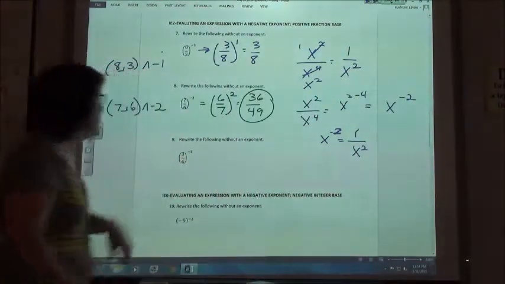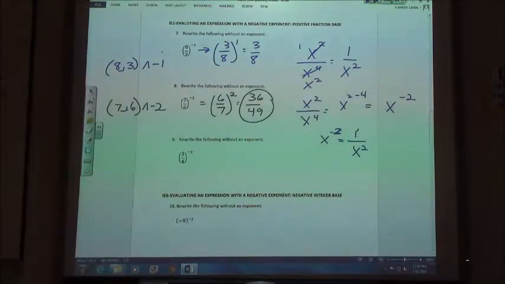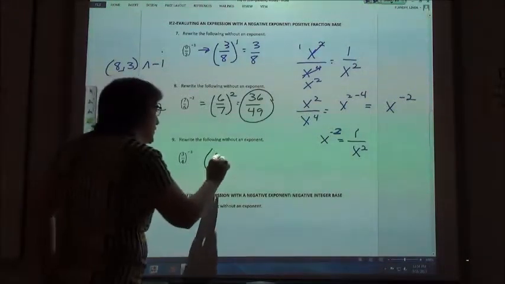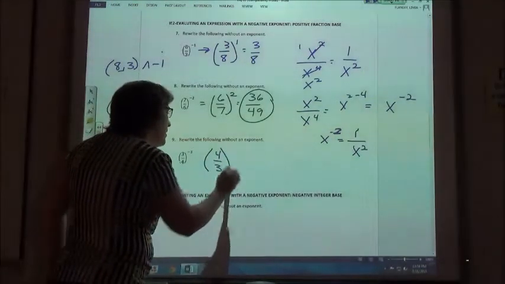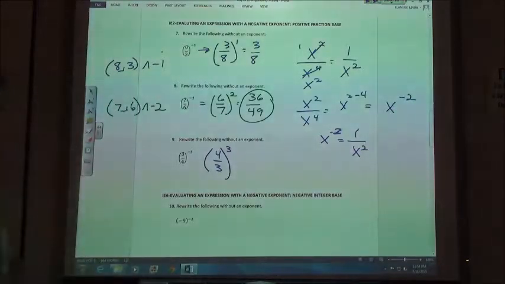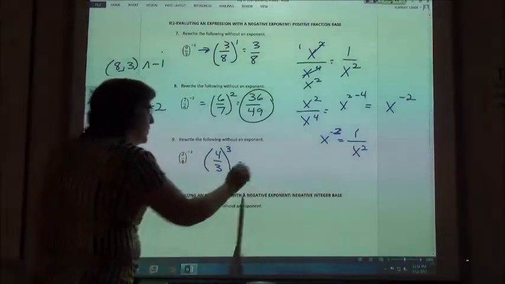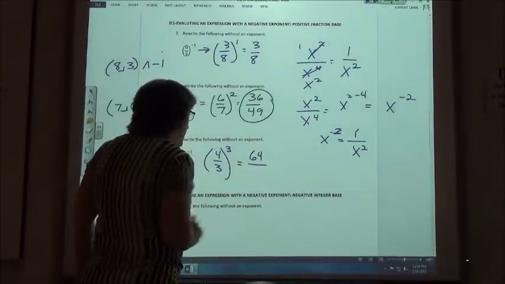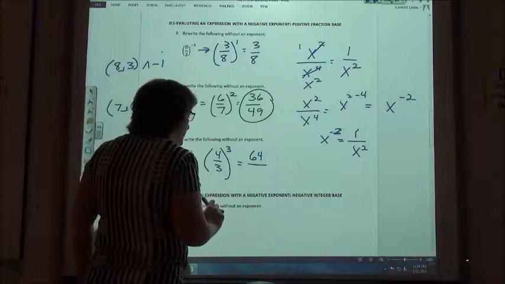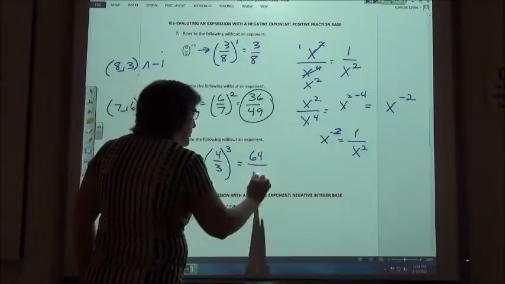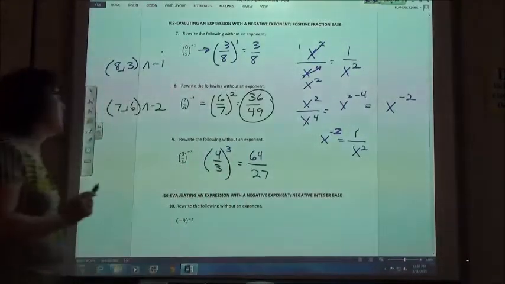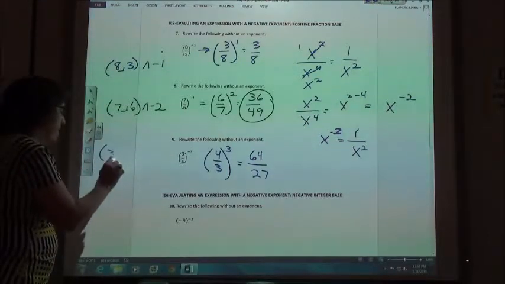Number 9, we want to rewrite that without that negative exponent and simplify it. So what should we do first? Take the reciprocal and make that 4/3 to the third power. Now we're going to figure out our 4 to the third and our 3 to the third. 64 over 27. Now what happens with this one when you do this one on your calculator?